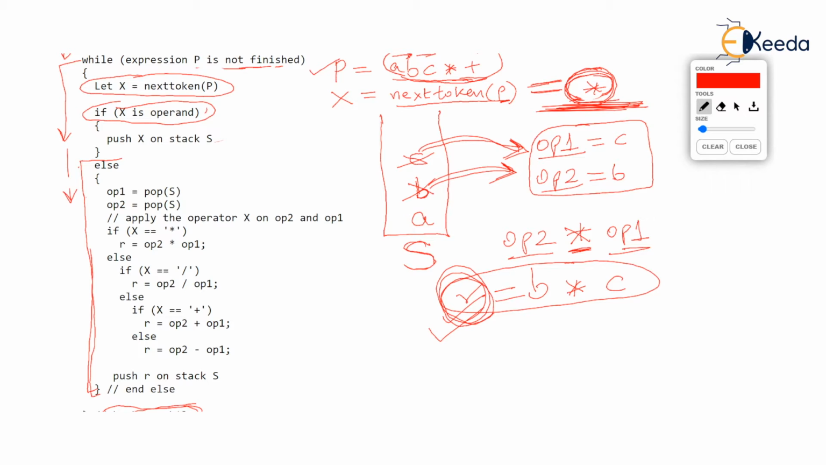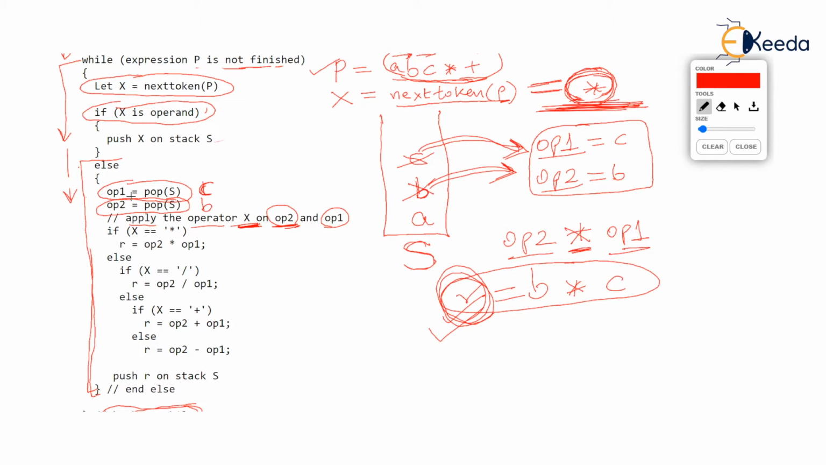So let's see the else. In the else, we are saying OP1 is equal to pop S. In the current situation, OP1 will be C. Next, OP2 is equal to pop S. In the current situation, OP2 will be B. Now we apply the operator X on OP2 and OP1. So OP2 will be on the left of the operator. Agreed, X is an operator, but we should check which operator it is. Accordingly, we will apply the operation.